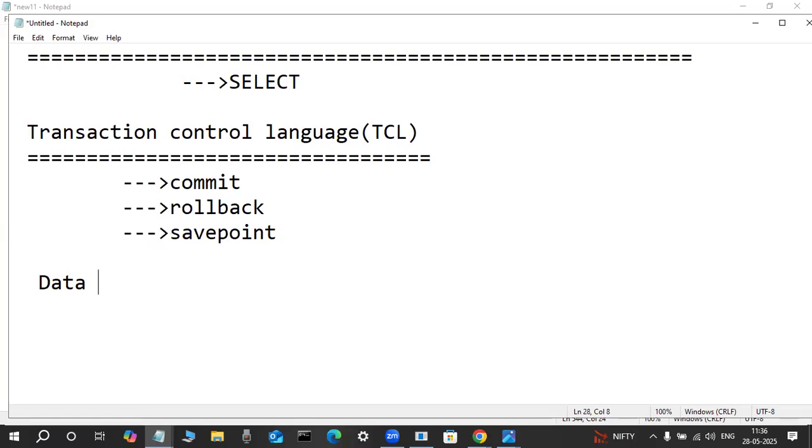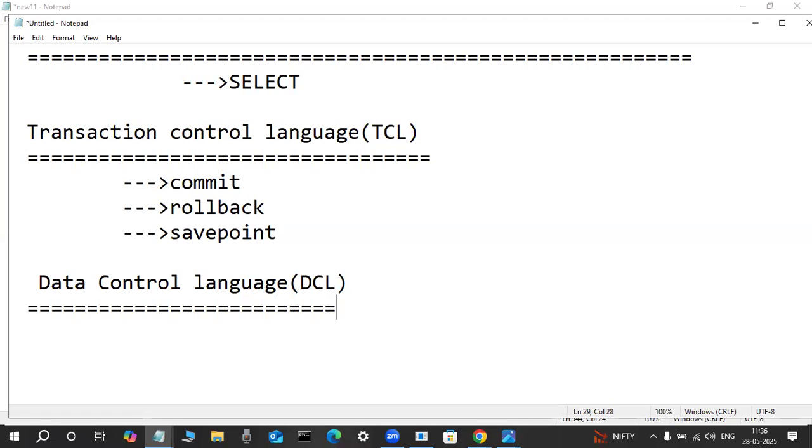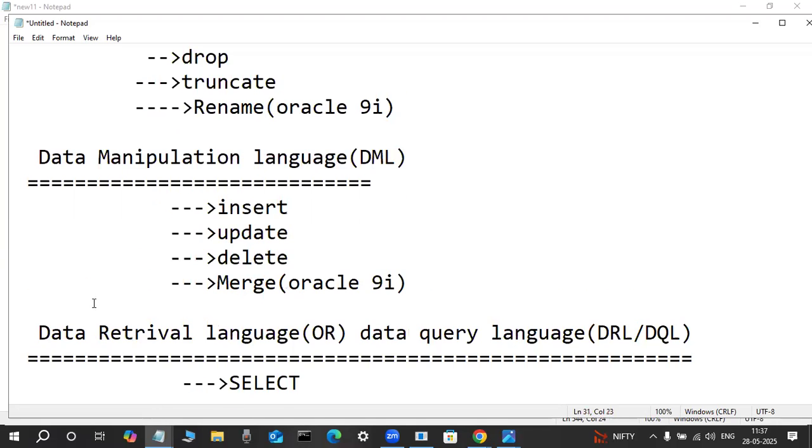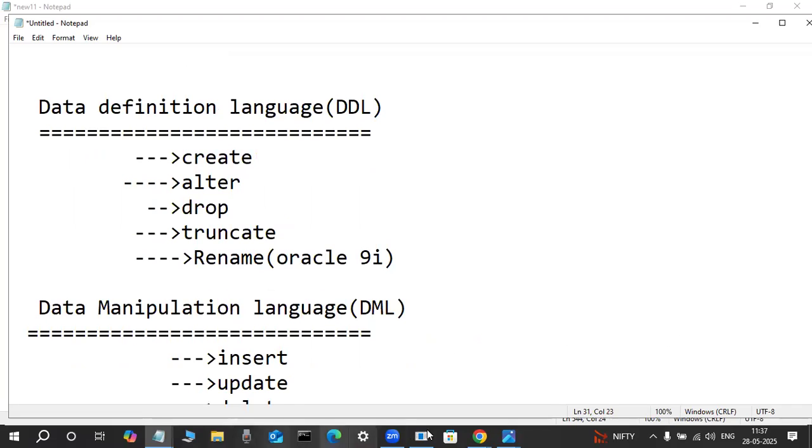Again, data control language, also called DCL. Under DCL, the commands are about giving permission. Grant is a command. Another one is revoke. Revoke means cancel. That's why in a database, SQL language has these basic building blocks. These are also called sub-languages.